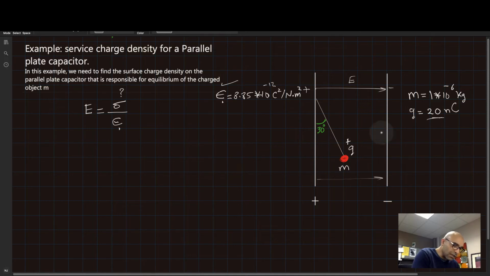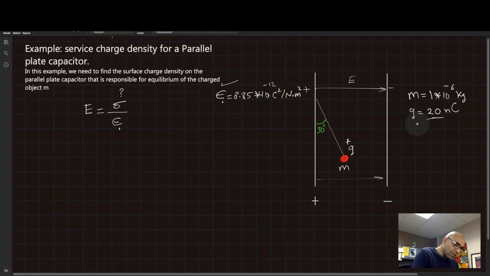Is the electric field given in this problem? No. So we need to find the value of the electric field, then plug it back here to find the surface charge density. Well, how do we do that? Let's remember this is an object that has a mass, and we are given some information about it, Q and m. So maybe there's a hint there.